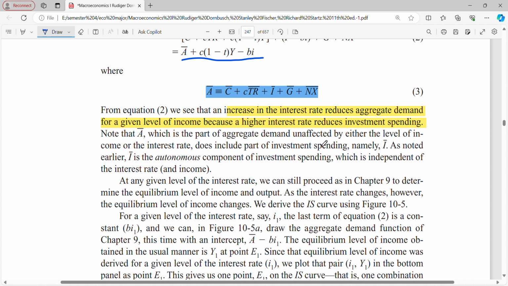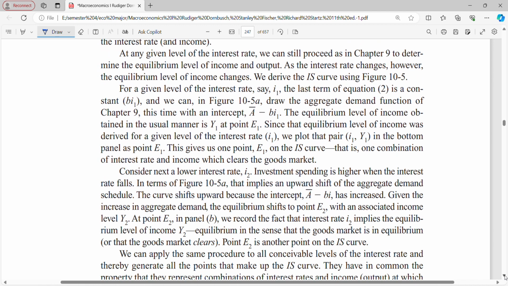A bar is unaffected by the level of income and the interest rate, because all autonomous elements are included only in A bar. So the interest rate and the income level have nothing to do with A bar. At the same time, A bar has a part of investment spending in the name of I bar. That is the autonomous component of investment spending, and that is also independent of interest rate and income.